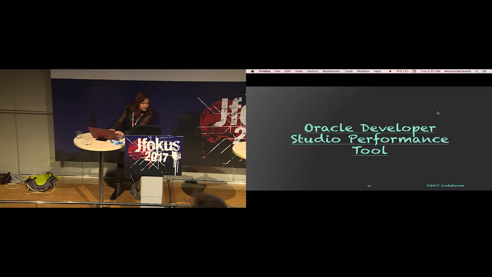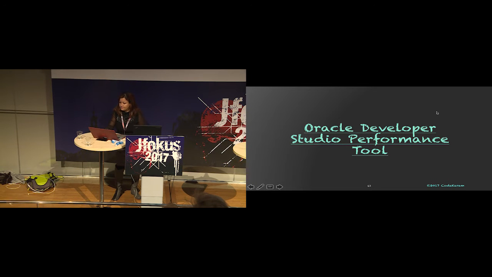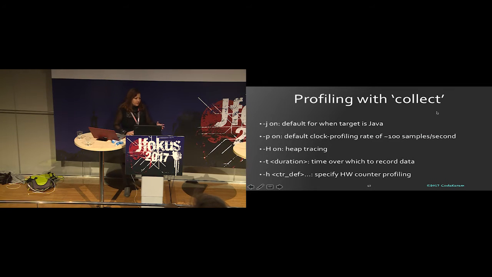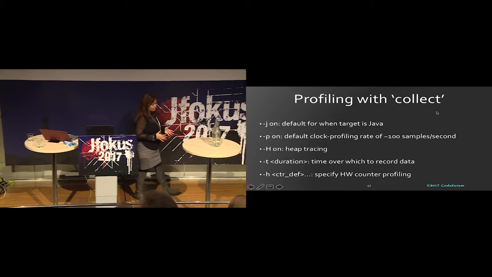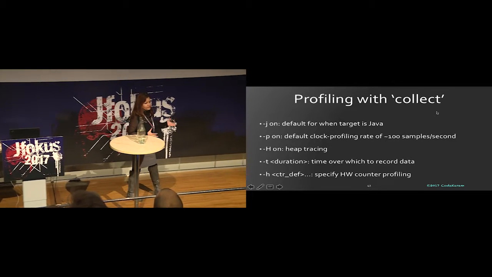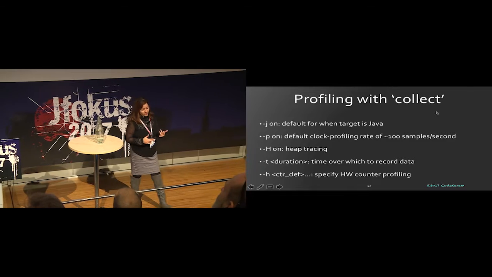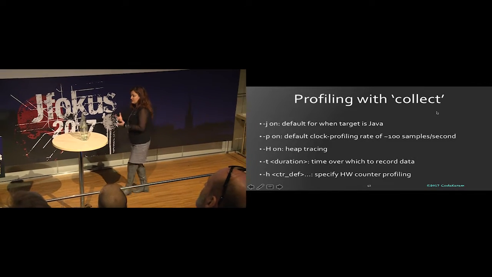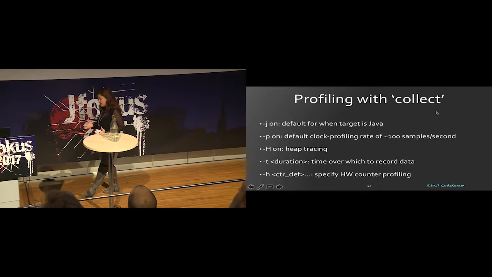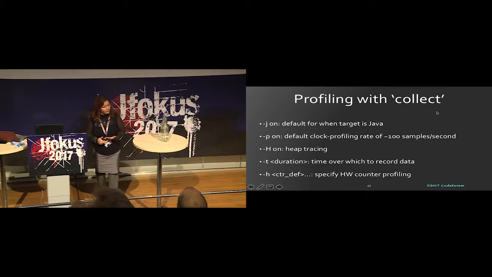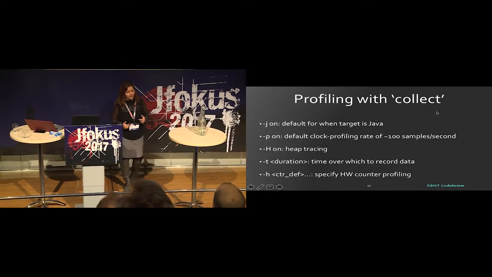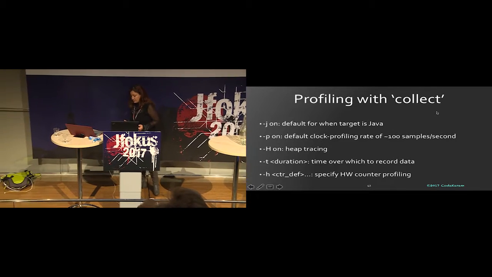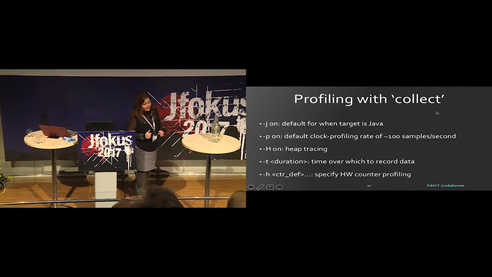So coming back to our presentation. Like I said, the collect tool is very simple. By default, -j on is on, which means it is available for Java profiling. By default, you have P on, which is, again, a clock profiling rate of 100 samples per second.